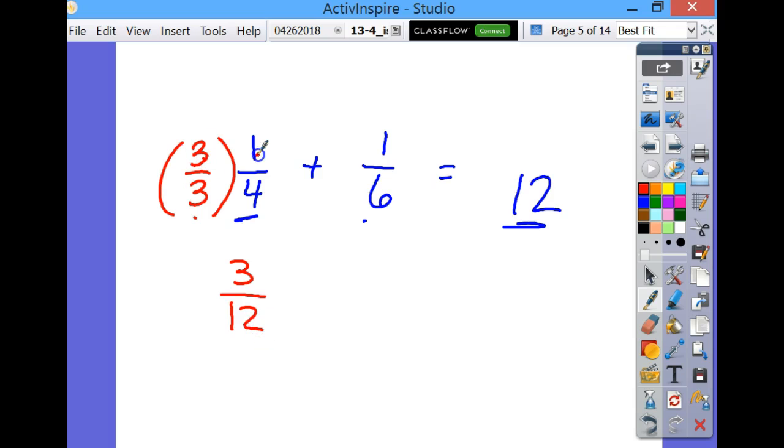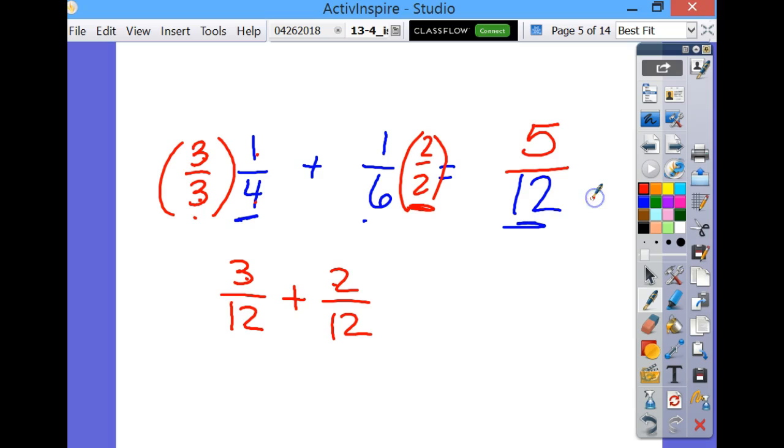Remember, you multiply numerator times numerator, denominator times denominator. I would multiply this by 1 in this form so that they would have a common denominator, and then you add the numerators. That is what whole numbers are equal to.